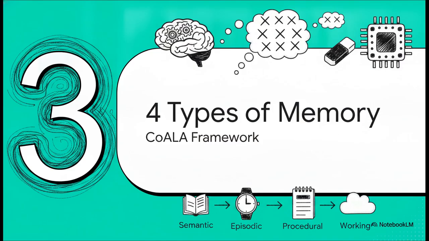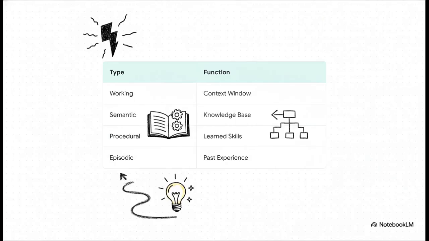Which brings us to Section 3, the four types of memory. But here's the thing, reasoning alone just isn't enough. If an agent can't remember anything, it's going to make the exact same mistakes over and over again. To prevent this, an agent needs memory. Researchers at Princeton developed frameworks like Koala, which breaks an agent's memory down into four categories that honestly look a lot like human cognition. First is working memory.